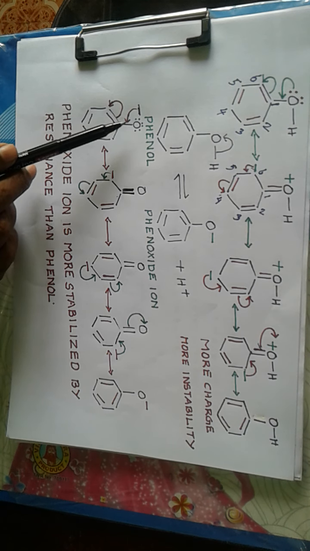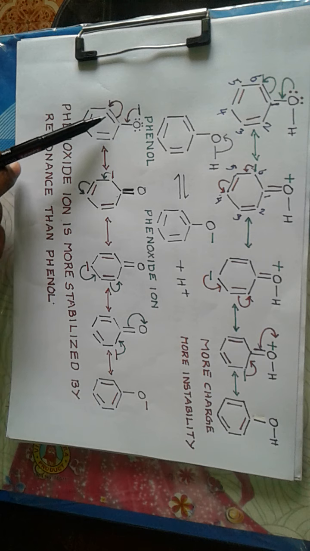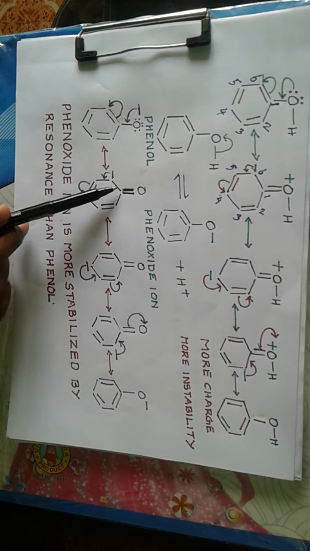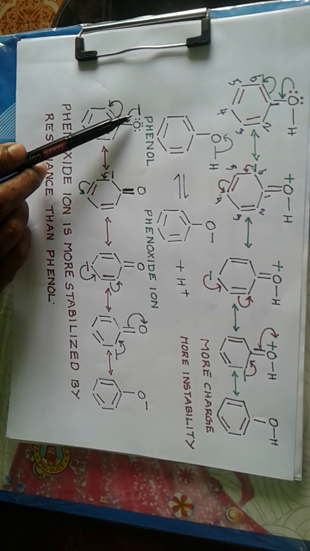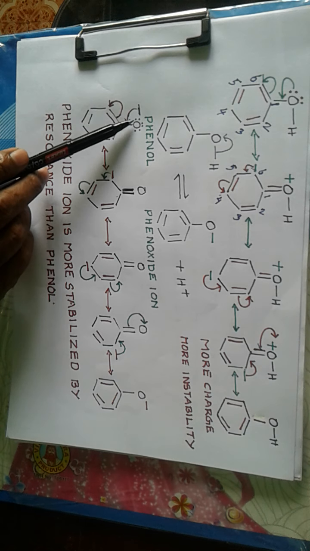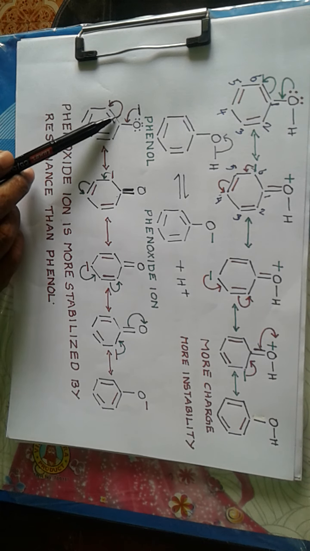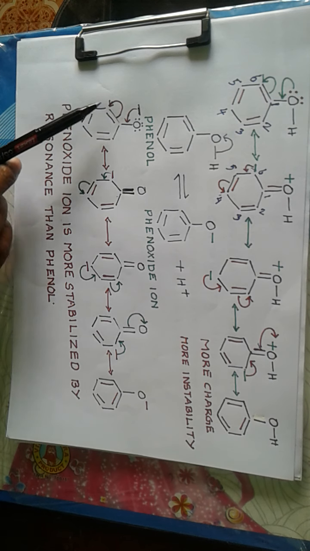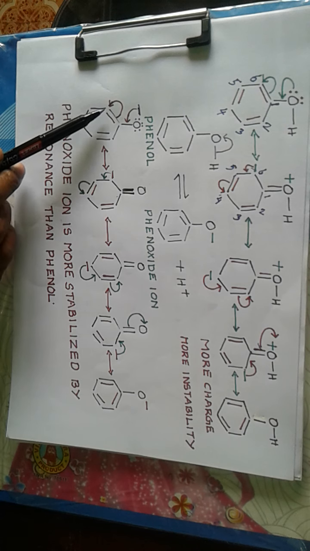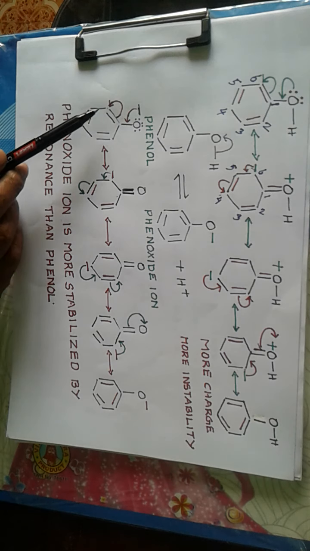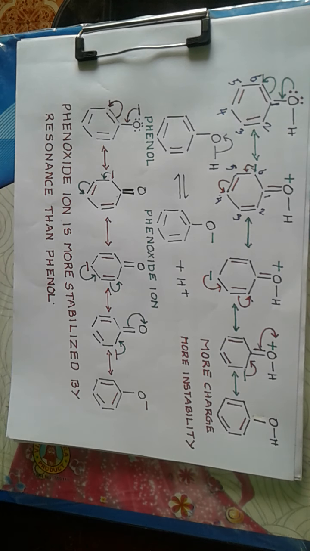overlaps in a parallel manner to get a pi bond between oxygen and carbon, and the charge over oxygen atom is neutralized because one electron is given to this positive carbon, and when this ionizes we get a lone pair orbital here, and that orbital, if this carbon is assumed to be sp2, will be perpendicular to the plane of the paper.